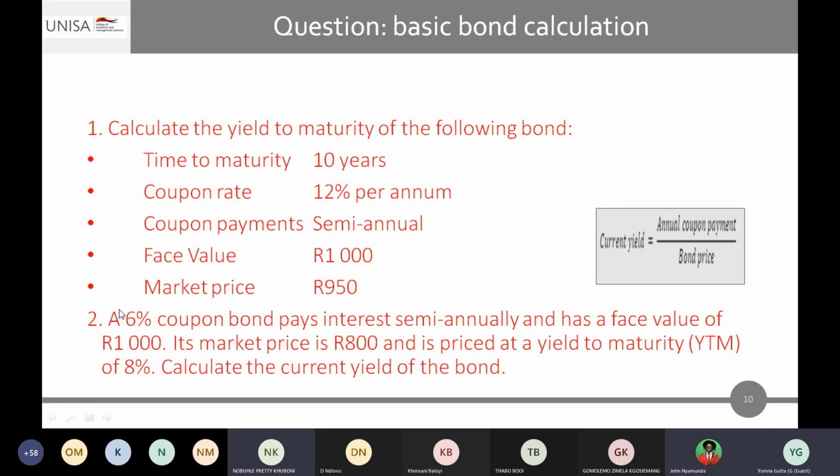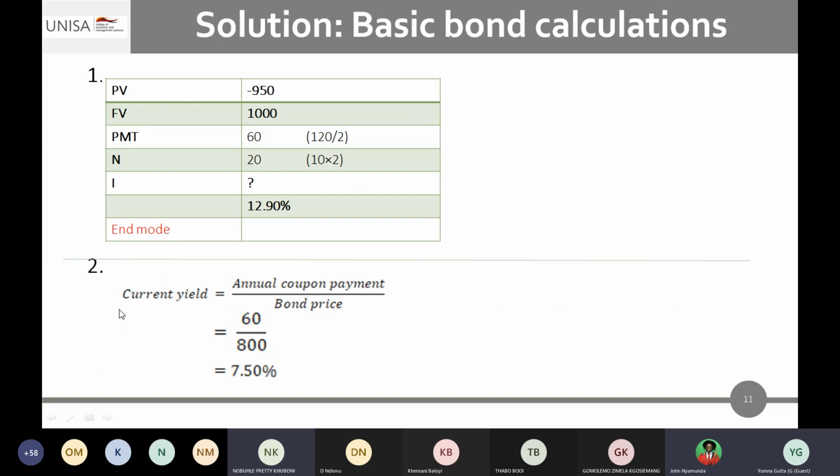What is the correct answer? So the correct answer, I think, is divided by 800. Not 60. 60 divided by 800 gives you 7.5%. Sorry, ma'am, 60 divided by 800. 60 is your annual coupon, 800 is your bond price, and you get 7.5%.